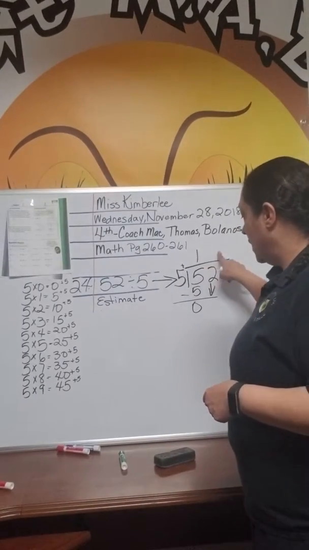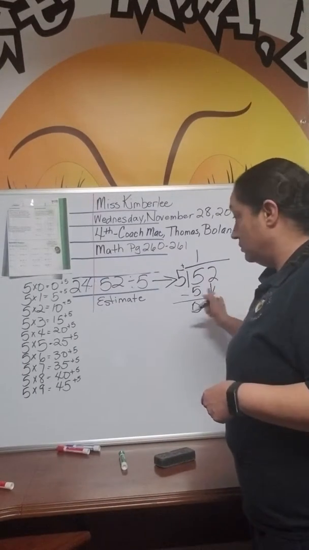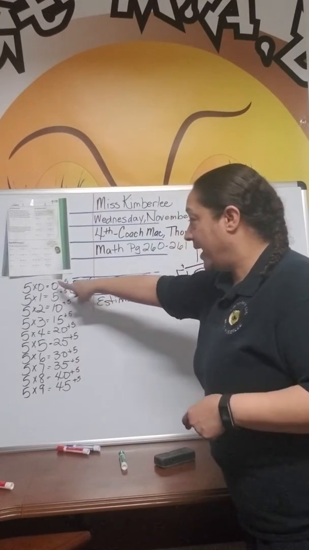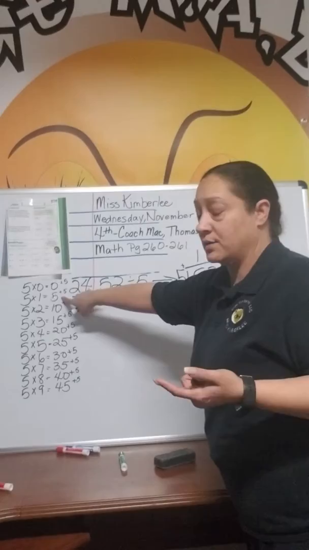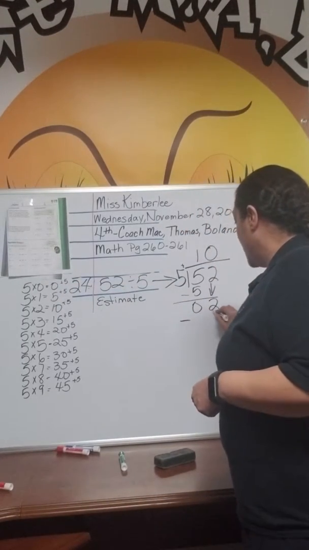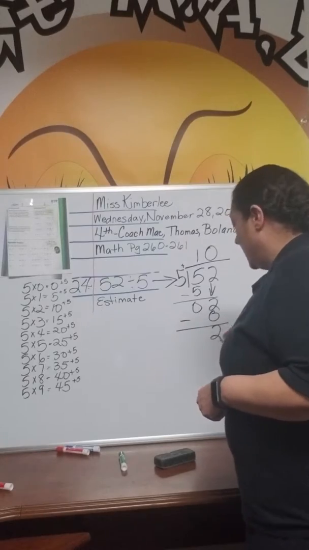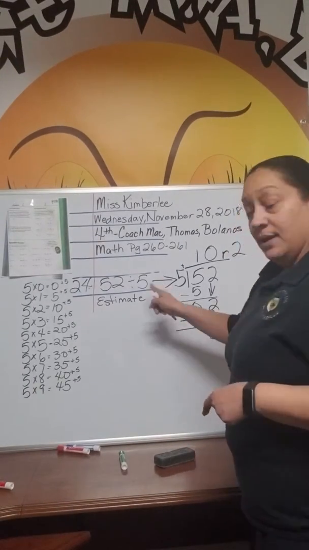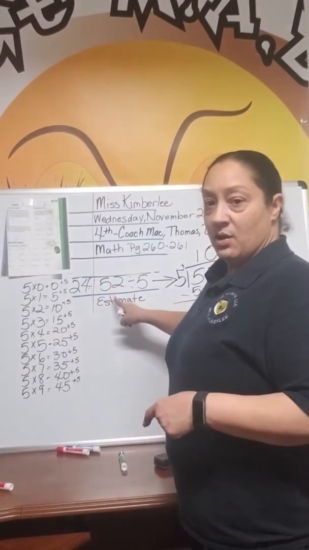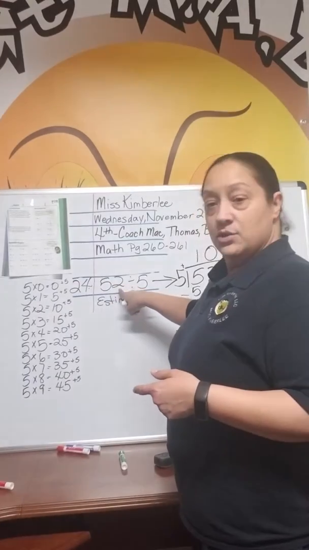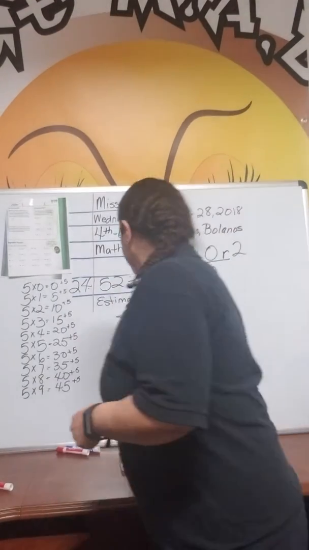5 times what will give you 2? Do I have 2? 2 falls between 0 and 5. It can't be 5 because 5 is greater than 2. So you have to use 0. Then you subtract 0. You end up with 2 still. So you have a remainder of 2. Now you can estimate. If I go use the rounding rules, then 2 will tell me to round down.